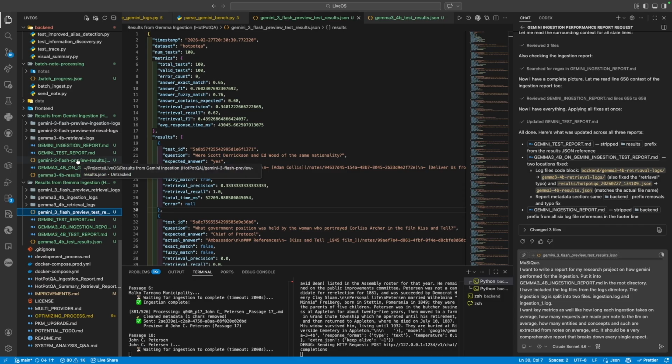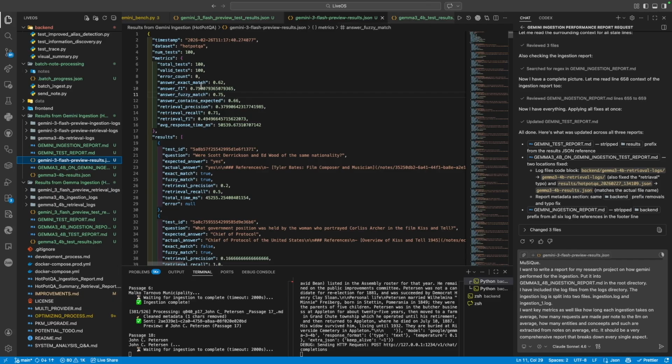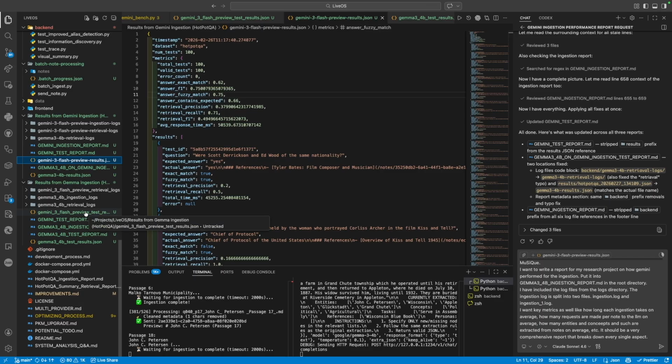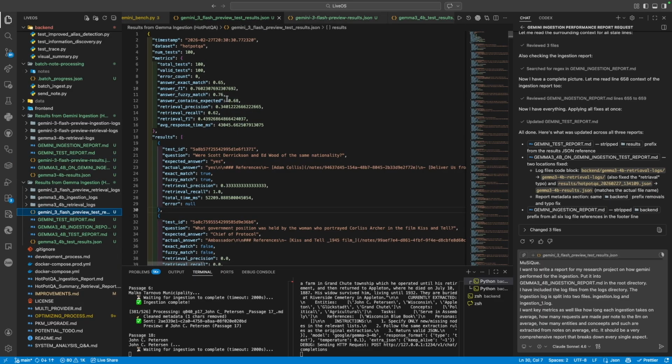When Gemini ingested the notes and answered the questions based on its own ingested notes, it had 62% and 75%. When it used the ingested notes from Gemma, it had 65% and 76%. Now, when Gemini ingested the notes and Gemma went to answer the questions based on the ingested notes from Gemini, it had 40% exact match, 51% fuzzy match. And when it used its own ingested notes as well, again, it scored 40% and 50%.